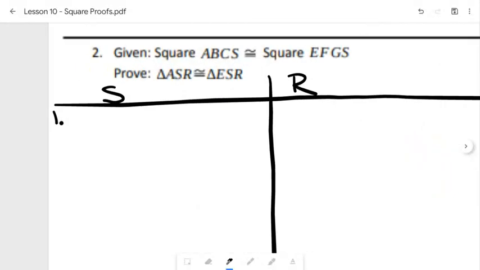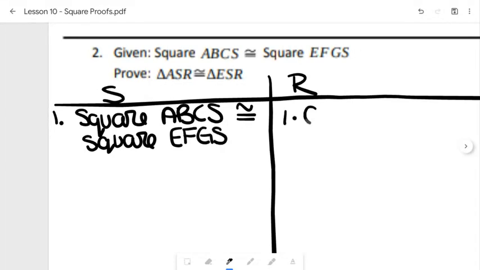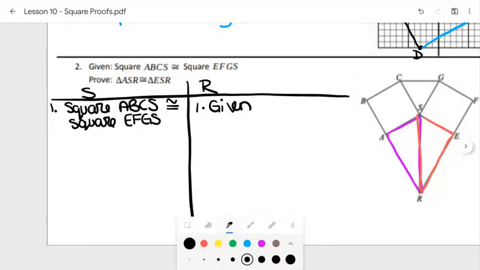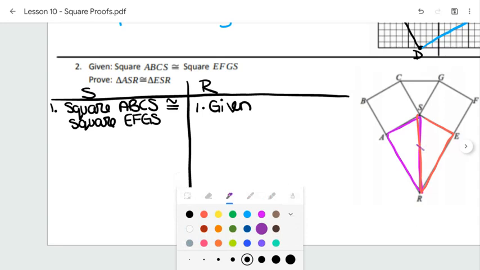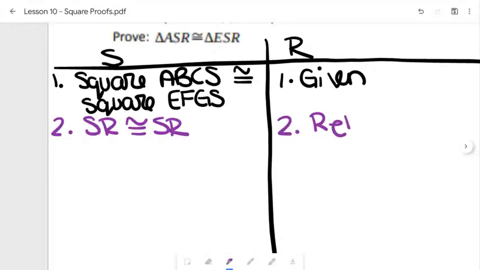Okay, the only thing I'm given is that square ABCS is congruent to square EFGS. Okay, so that's what I've been given. So right off the bat with proven triangles, we see one of our old familiar favorites, right? Automatically, SR is congruent to SR by the reflexive property.